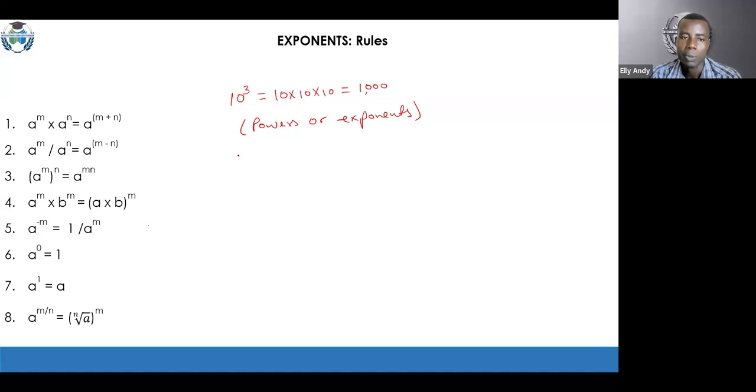So for example, one rule we have is that a raised to power m times a raised to power n is just the same as a raised to m plus n. So that when you have a number like 10 cubed times 10 squared, then this is just the same as 10 power 3 plus 2, which of course is 10 power 5.